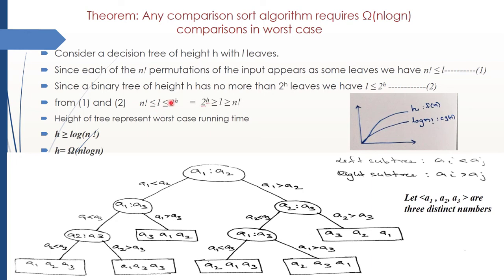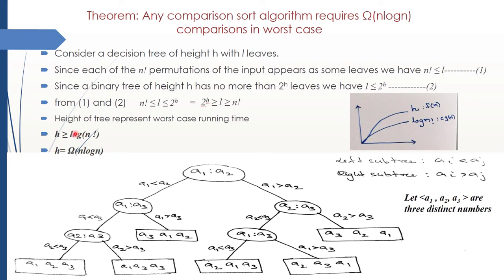Now take the logarithm on both sides and discard L. What is log of 2 raised to h? It is h. So h is greater than or equal to log of n factorial. I hope you remember this graph. This graph is similar to big omega notation. h is greater than log n factorial. So what is the worst case running time? h. From the graph I can write h equal to omega of n log n.